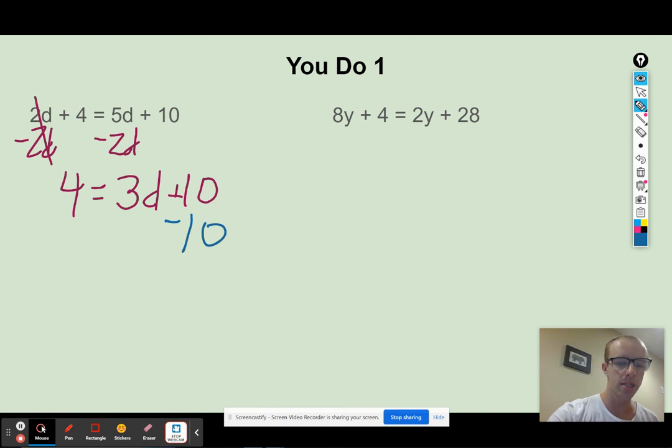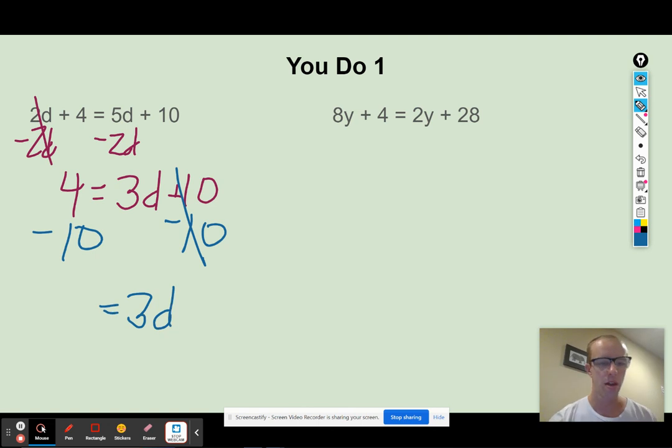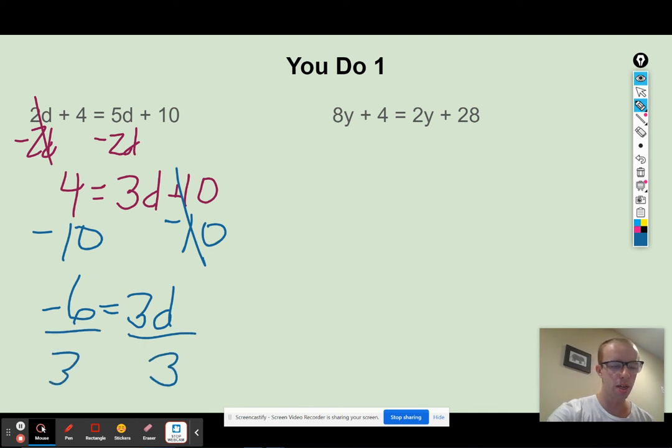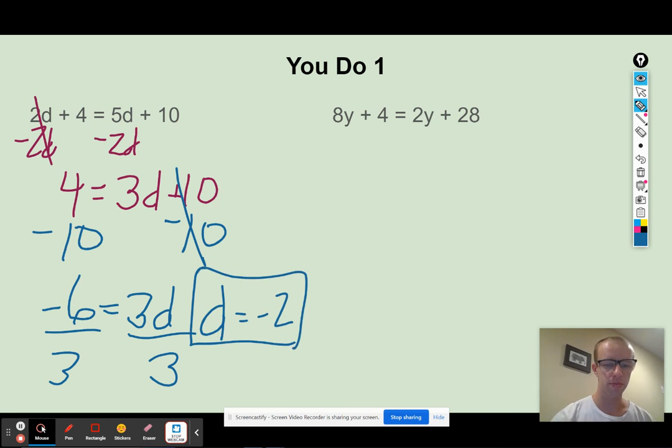To get rid of a plus 10, I subtract 10. These cancel. The 3d comes straight down. 4 minus 10. I'm 4 feet above the ground. I go down 10, and now I'm actually 6 feet under the ground. So I have negative 6 equals 3d. Divide each side by 3. Hopefully you got d equals negative 2. If you didn't get that, maybe go rewind the video and watch again, or try to find your mistake.